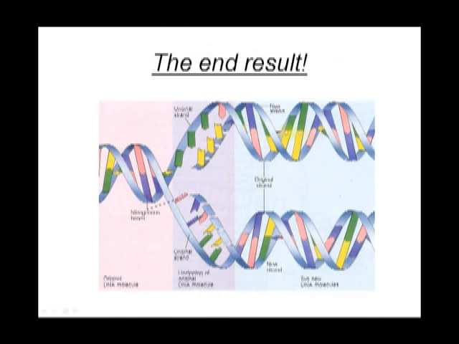The end result, we've got two identical strands. If this was an accurate drawing, you'd be able to see identical, identical. Each one has half of the new strand from new nucleotides, and each one has half of the original one that was split. So this side's original, this side is new. Original, new.